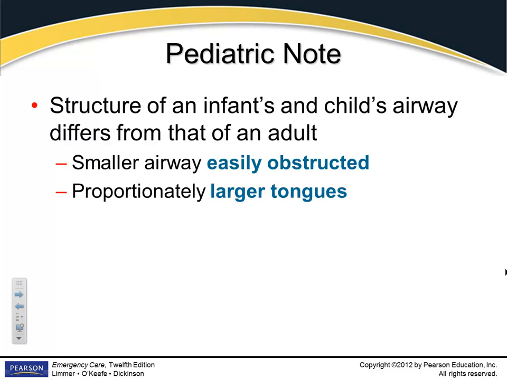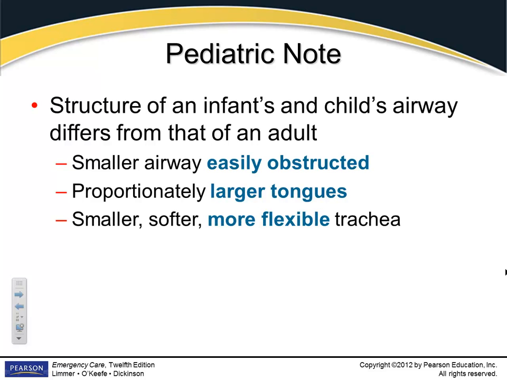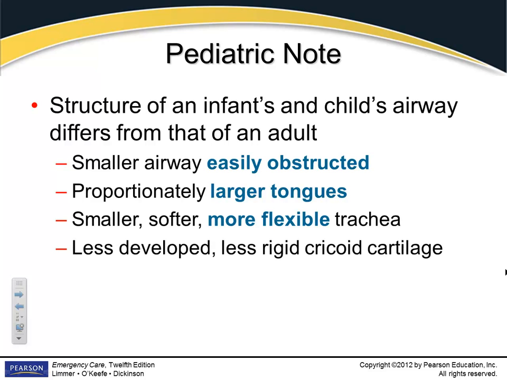They have that big old tongue, and if it starts to swell or if it falls back, it'll block the airway very easily. It doesn't take a big object now to block the airway if it gets stuck even in their mouth. The trachea is more flexible. It's a less developed cricoid.